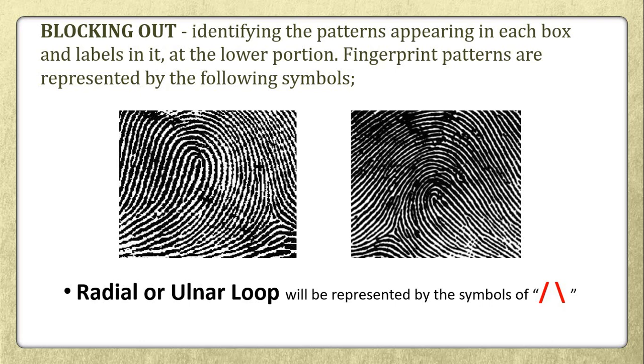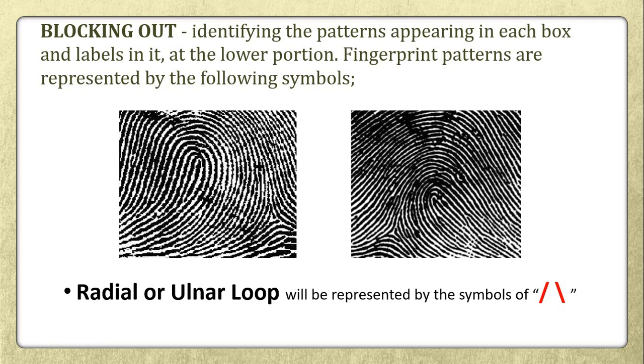Your radial or ulnar loop will be represented by either of the two, a slash, depending on the sloping of your loop. So, same with the arc, during the previous discussion, you were told how to distinguish between radial or ulnar loop. So, as a sort of review, before you try to identify what type of loop you are going to classify, know first its origin.